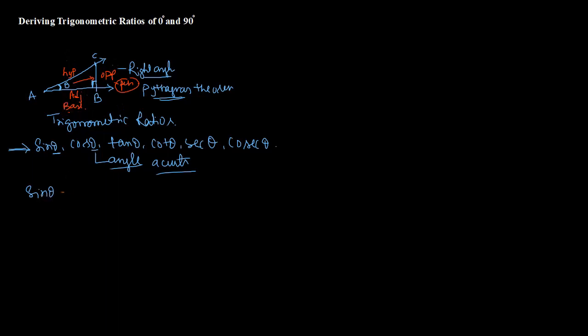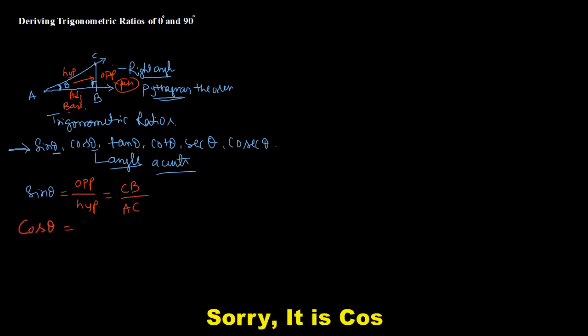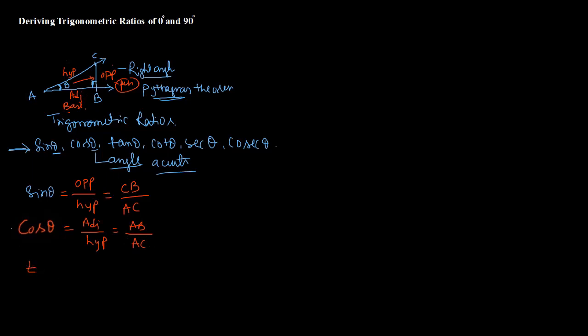To get sine theta, I need the ratio of opposite by hypotenuse. In this scenario, opposite represents CB and hypotenuse is AC. Similarly, cos theta will be equal to adjacent divided by hypotenuse. Adjacent in this scenario is AB, divided by AC. Tan theta, once you know these two, you can write any of these.